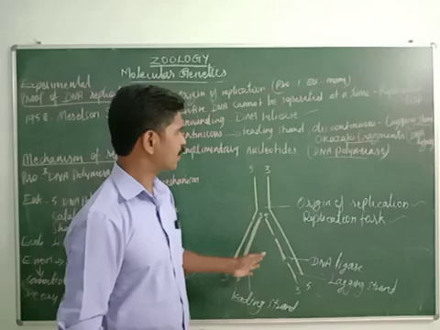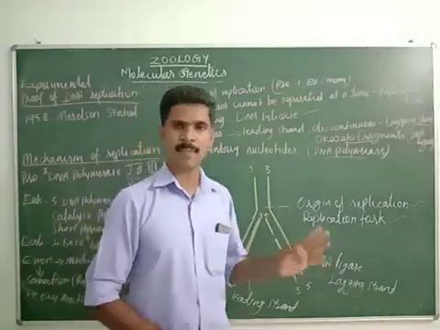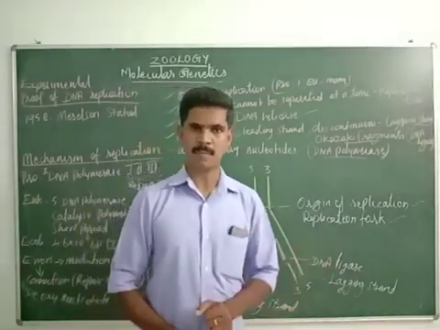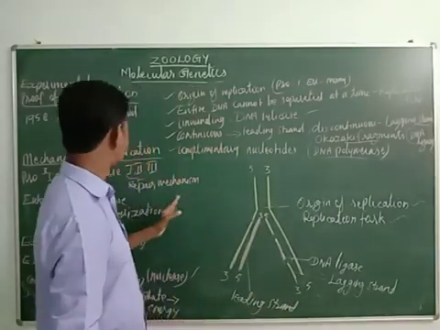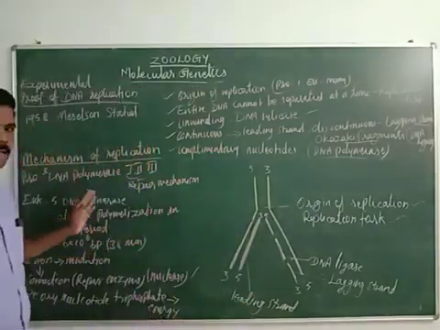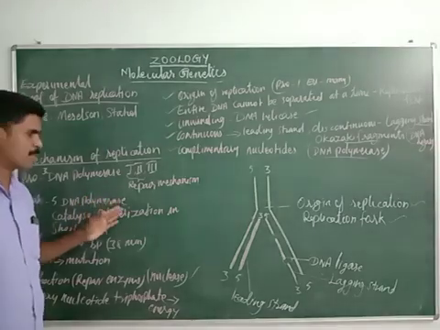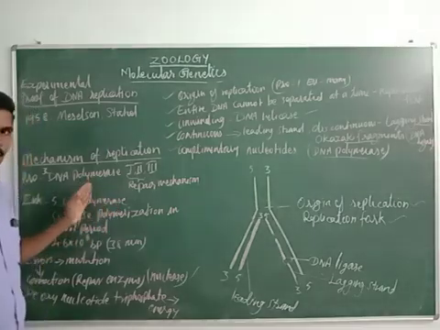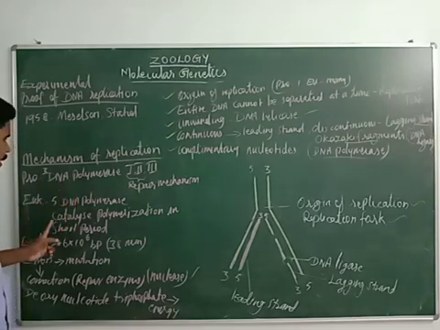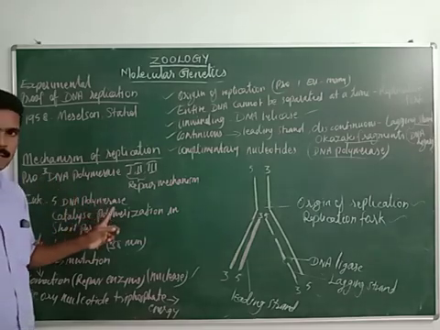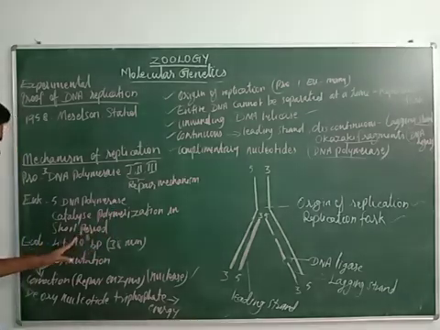So dear students, now we have completed the mechanism of replication. It is one of the very important 5-mark questions, so listen very carefully. See, a maximum of 3 DNA polymerase enzymes are needed for the replication process in prokaryotic organisms, but in eukaryotic organisms, 5 DNA polymerase enzymes are needed.